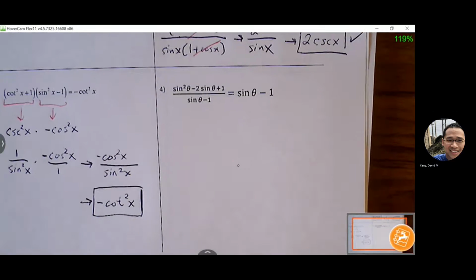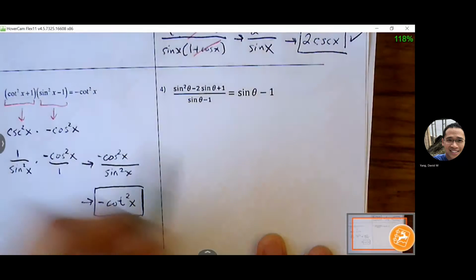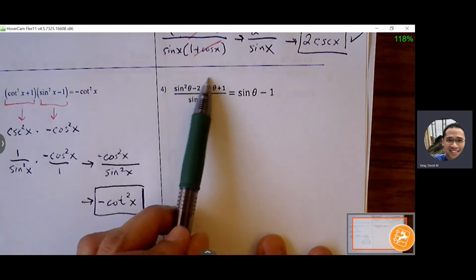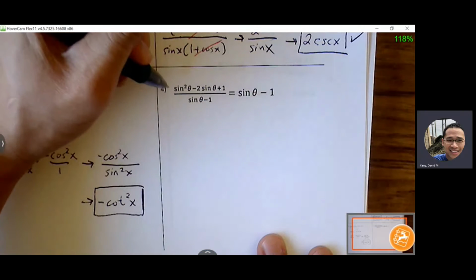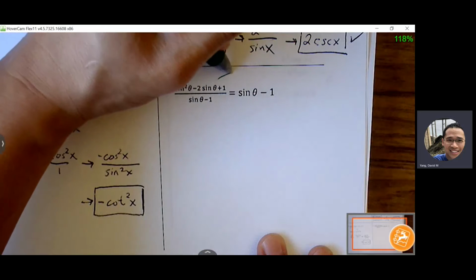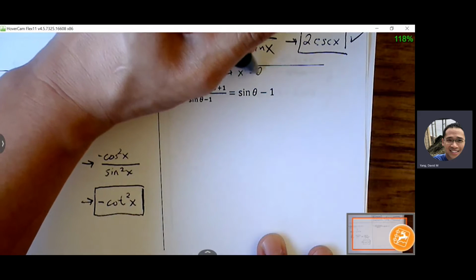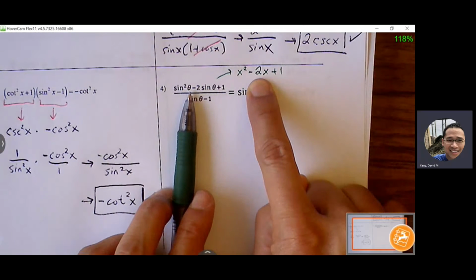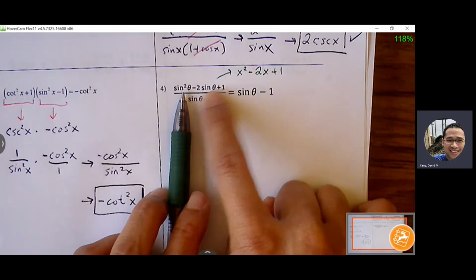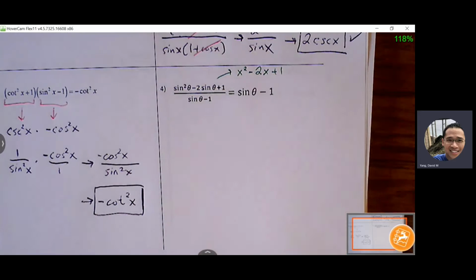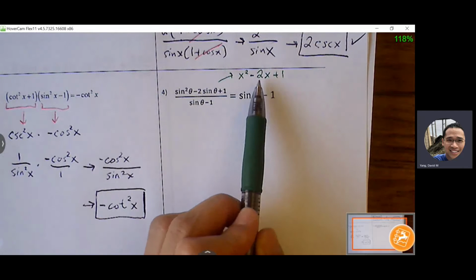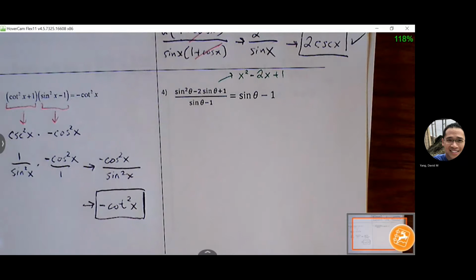Number 4. Does that numerator remind you of anything? What if I gave you a hint? X squared minus 2x plus 1. Yeah, factoring. We have to treat this like we do a trinomial. So why don't we just factor this problem, and then we can replace the x's back in terms of sine. What's the factored form of x squared minus 2x plus 1?